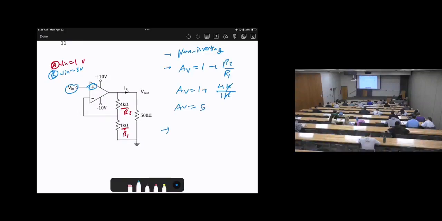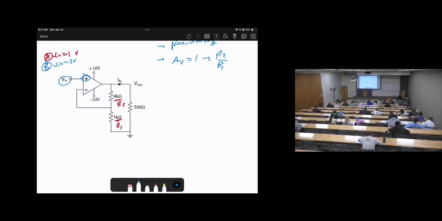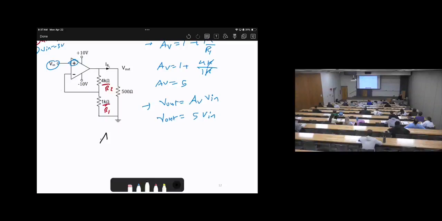Then, the next step, according to our procedure, is to find V out. V out equals closed loop gain times V in. Closed loop gain here equals 5. Therefore, V out will be 5 times V in, right? Now, what's V in? We have two cases, A and B. Let's do case A first, when V in equals 1 volt. So this yields V out to be 5 times 1, which is 5 volts.